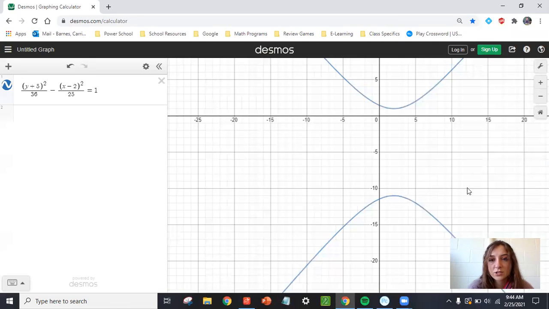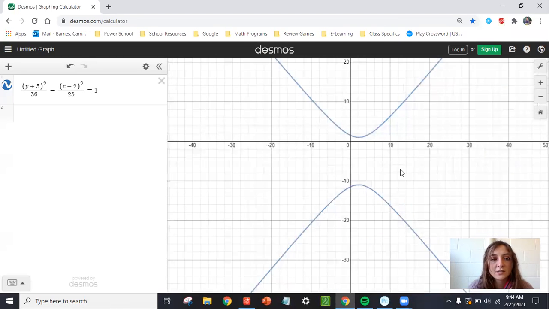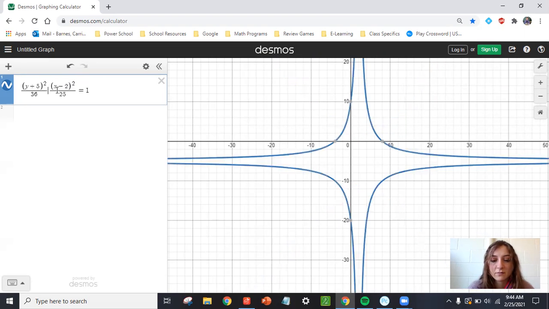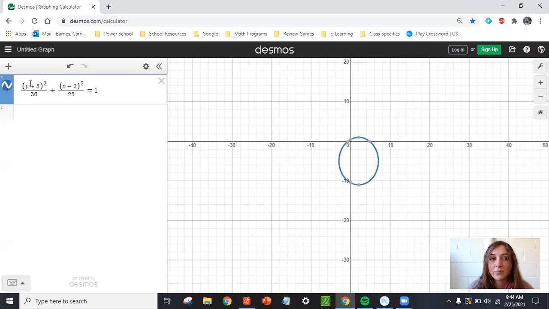Or actually, let's just change up this formula that's right here. So this is a hyperbola. You can see that both of them are squared, and one of them is negative. So if I change this to a positive, we'll get an ellipse because we have both squared and different coefficients.